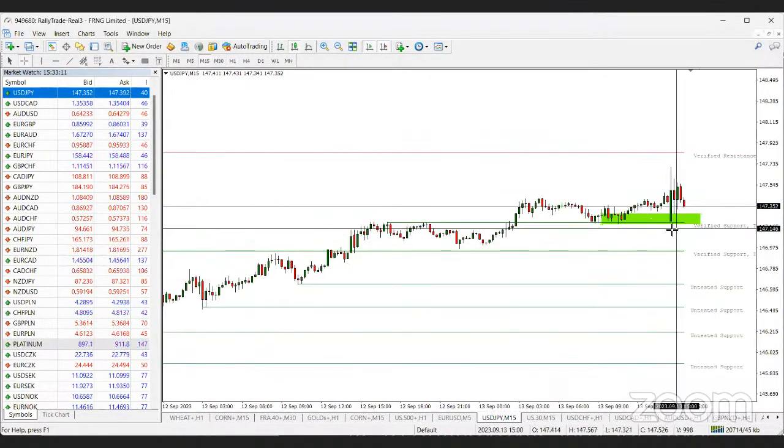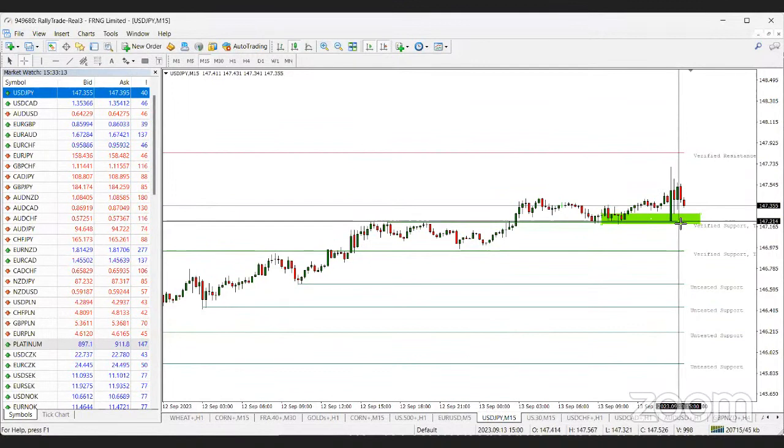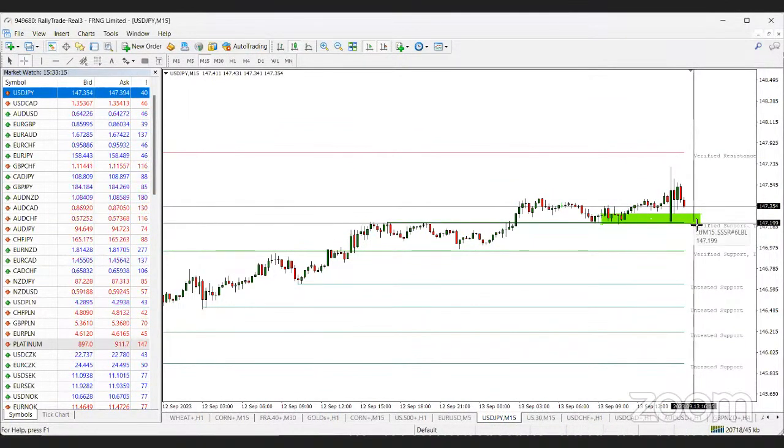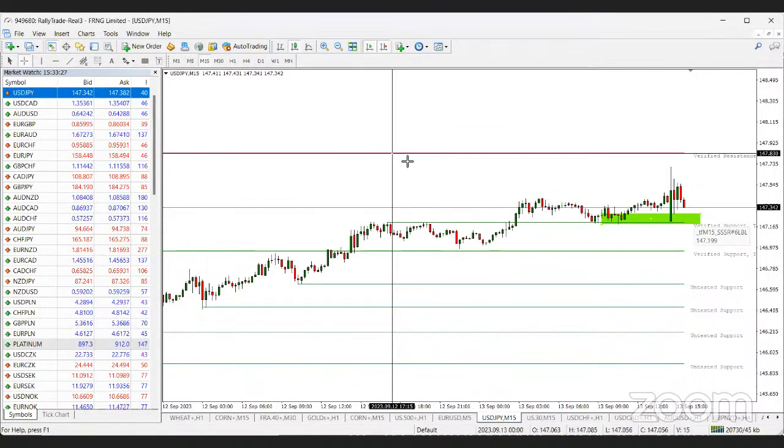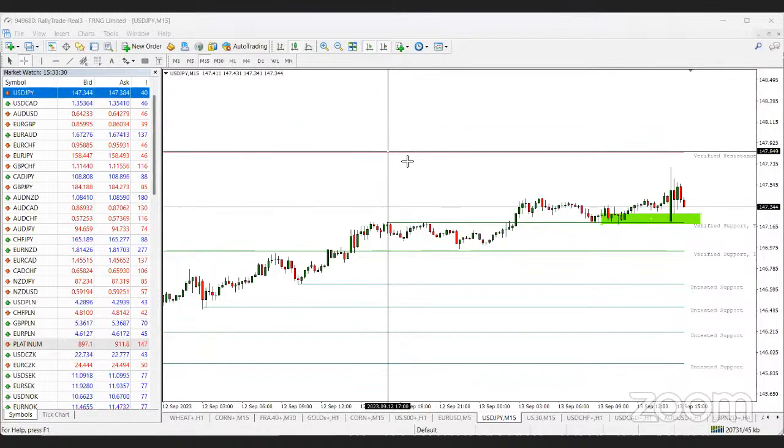So let's look at USD JPY. What did we give for USD JPY? USD JPY is currently selling, but we are looking out for a buy once it sells to that 147.200 zone. If it falls to that 147.200 zone, we expect that it's likely going to push up from there. You understand? So we are entering a buy on a support zone.